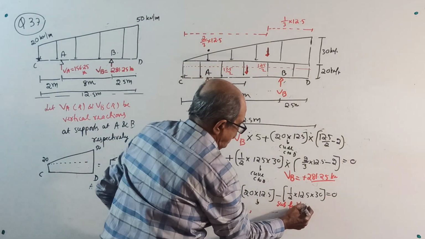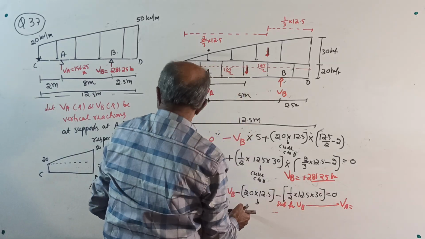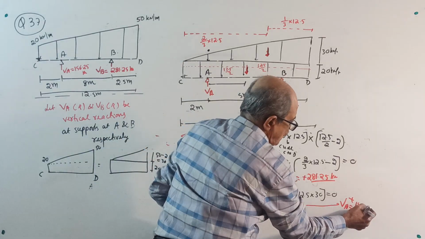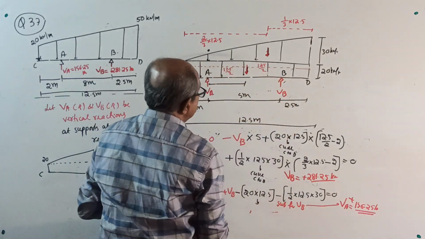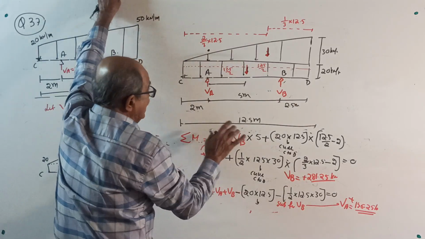Substitute for whatever VB you got, you will get VA equal to 156.25 plus 156.25 kilonewton, over. The answer is tallying. Okay, now do one thing. Suppose you want to make a note here.